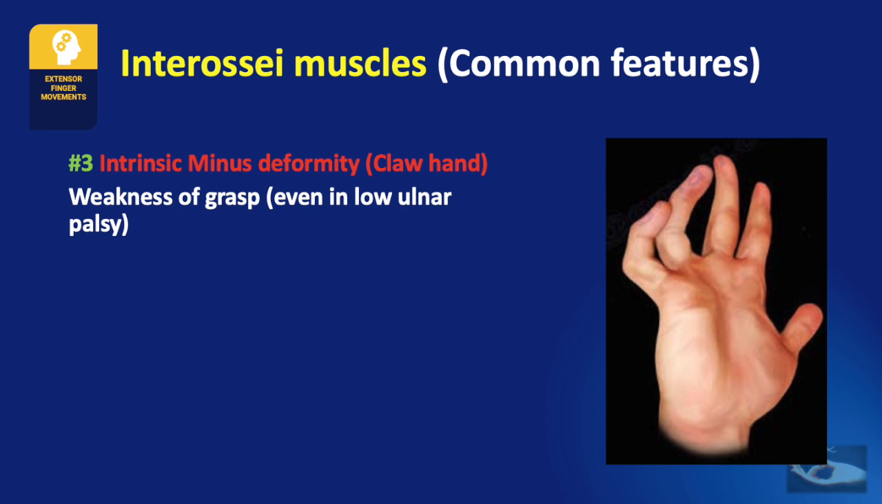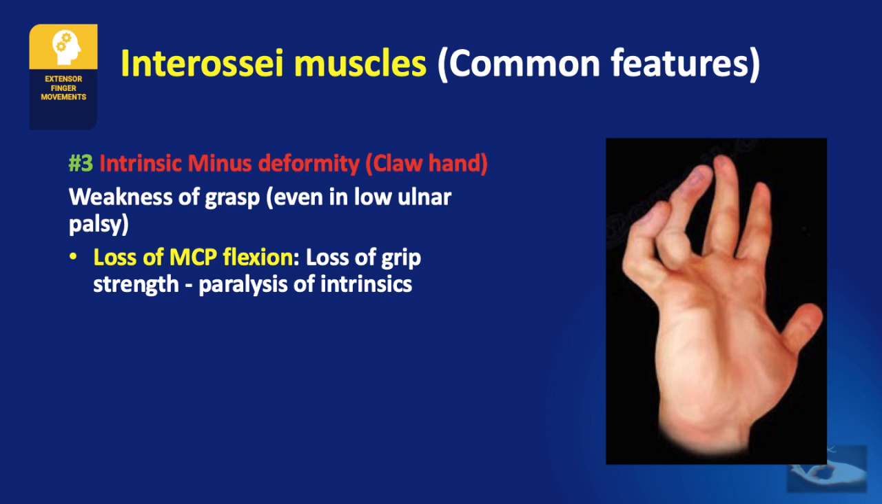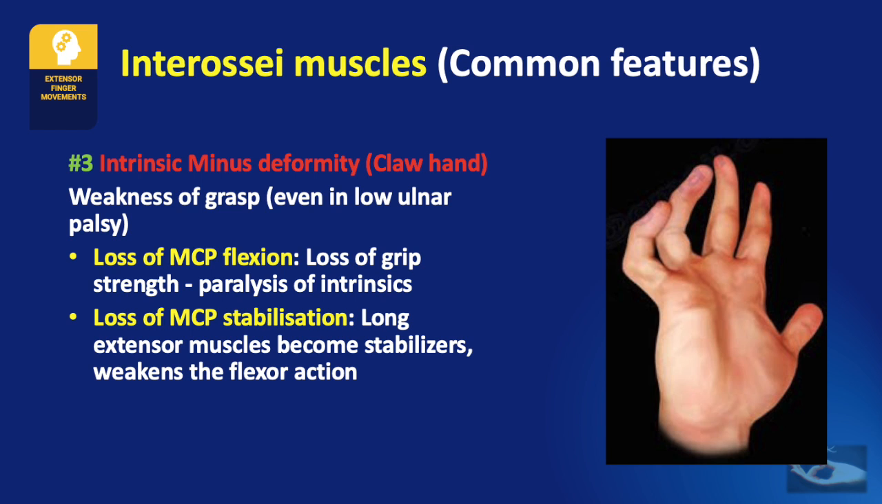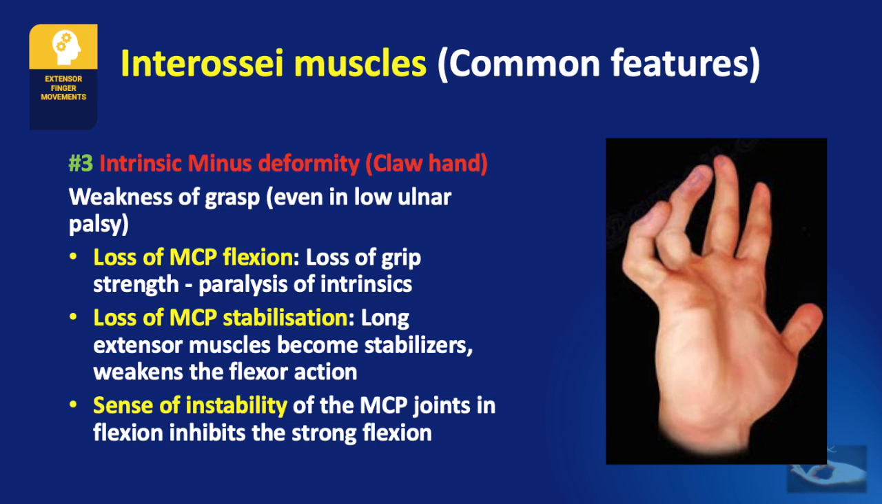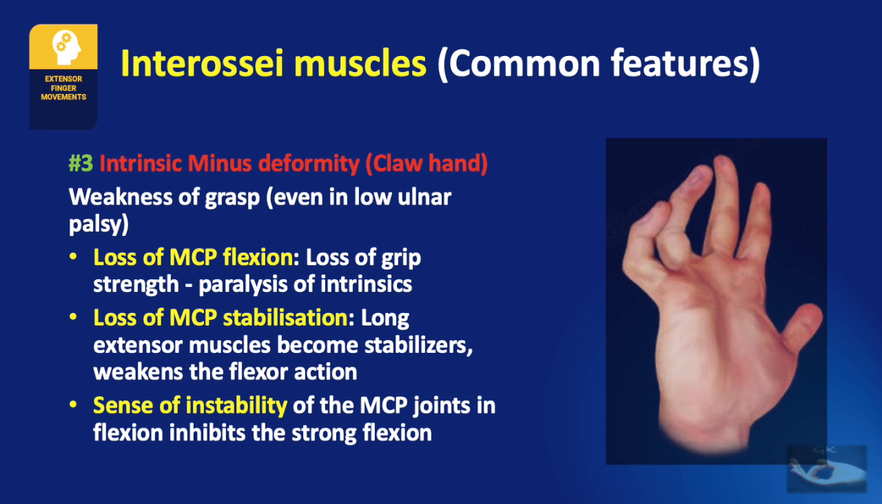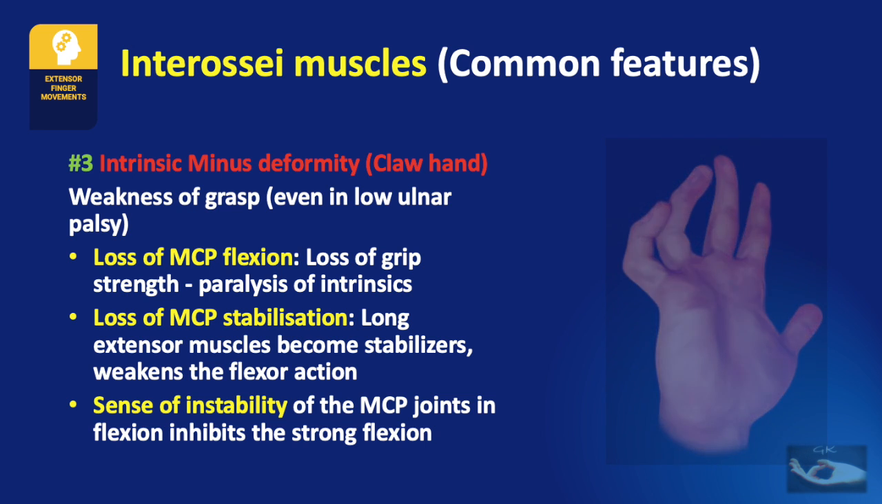The characteristic features of weakness of grasp, even if it is only a low ulnar palsy, are due to the biomechanical disturbances that have occurred. This weakness is due to the loss of metacarpophalangeal joint flexion. So there is a loss of grip strength following paralysis of the intrinsics. Second, there is a loss of metacarpophalangeal joint stabilization. So what happens is the long extensor muscles become the stabilizers, and this weakens the flexor action, and the sense of instability of the metacarpophalangeal joint results in a weaker flexor action.